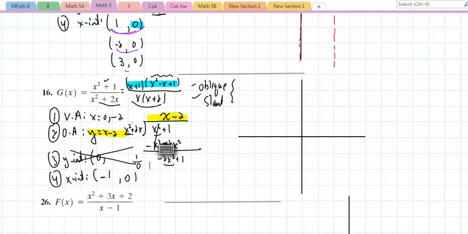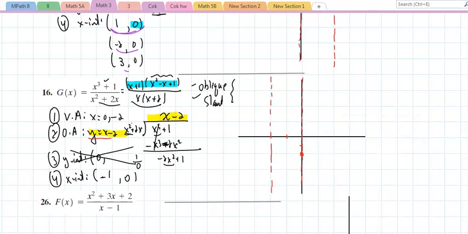Alright, let me put what I got. I got x equals 0. There's x equals 0. X equals negative 2. So, negative 1, negative 2. That's a vertical asymptote. Now, the horizontal is not really horizontal. It's y equals x minus 2. Go down 1, 2. Rise 1, run 1.